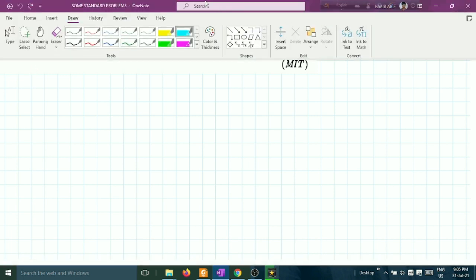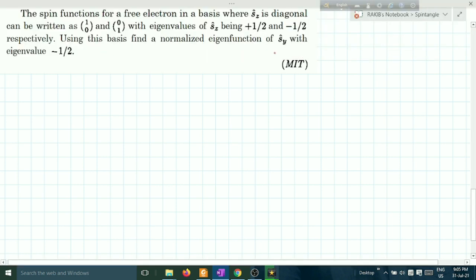I am here with a new problem from MIT. This is a problem from the MIT entrance examination. In the previous example, we discussed a problem regarding the angular momentum operator, and this problem is directly from the spin concept of quantum mechanics. Spin from quantum mechanics.